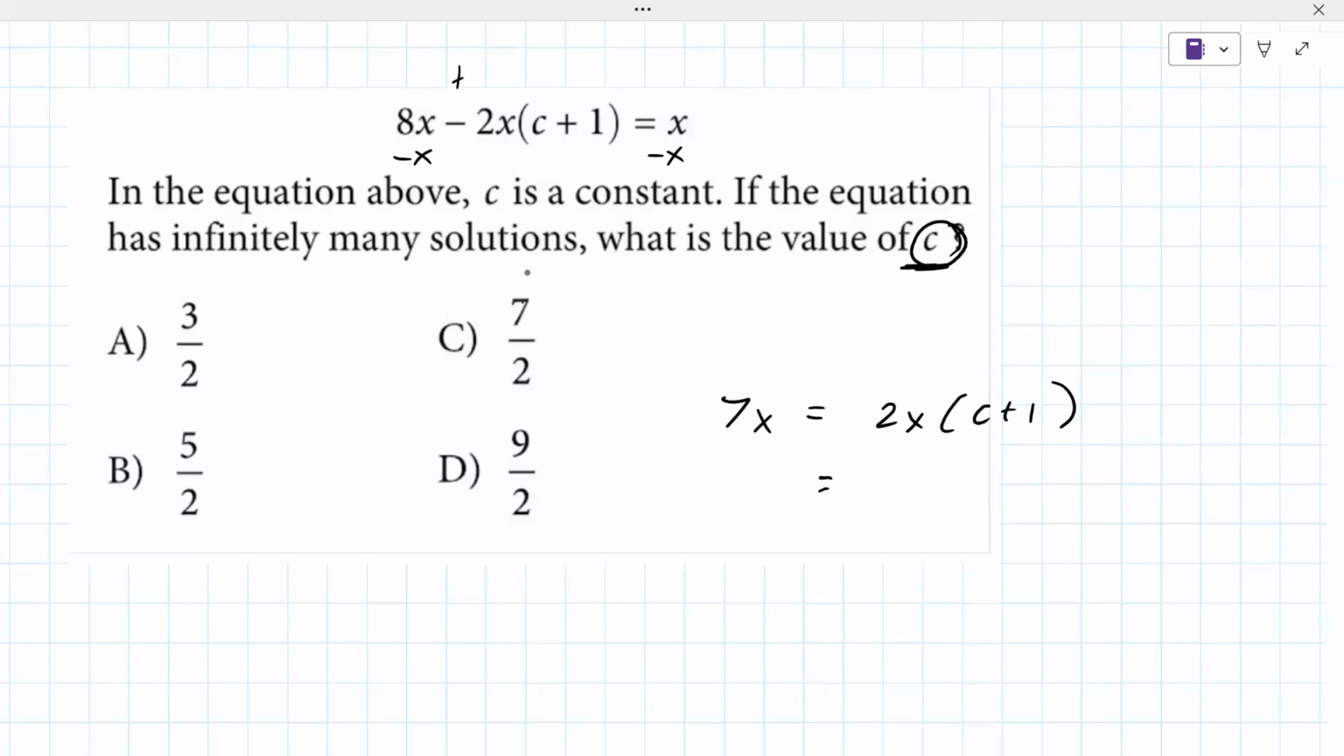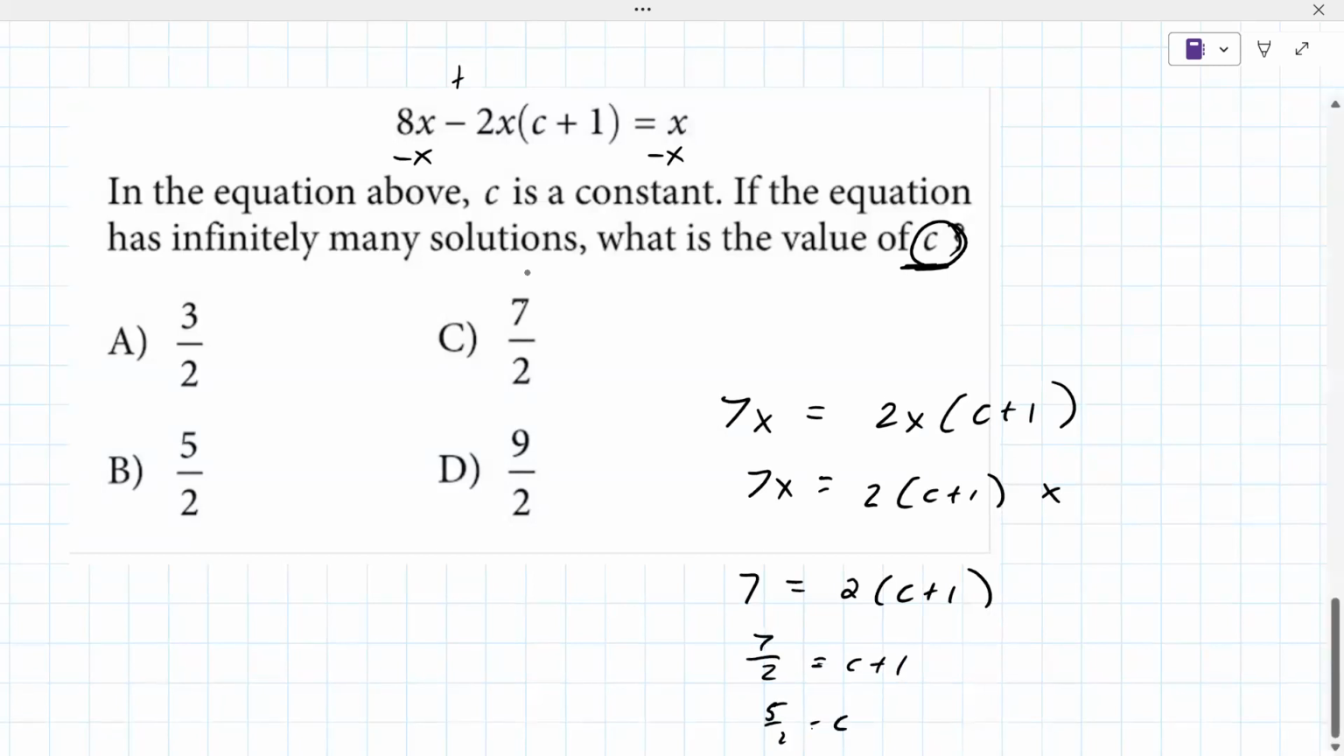So if you just do a little rearranging on the right, 2 times c plus 1, you have to set the 7 equal to 2c plus 1. And then that's where you get 7 halves equals c plus 1. And then you subtract 1 and get 5 halves equals c.